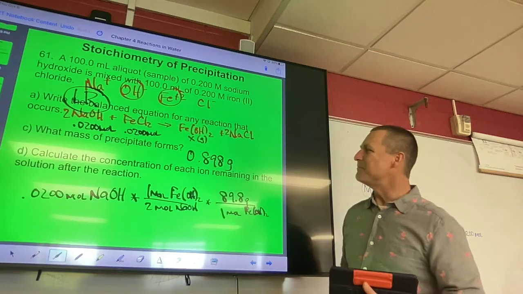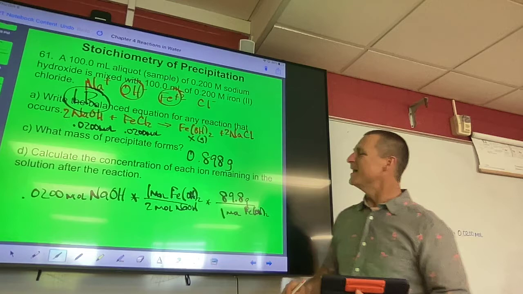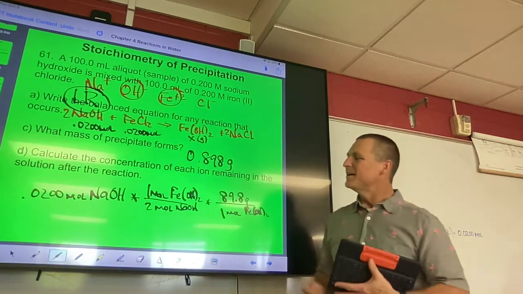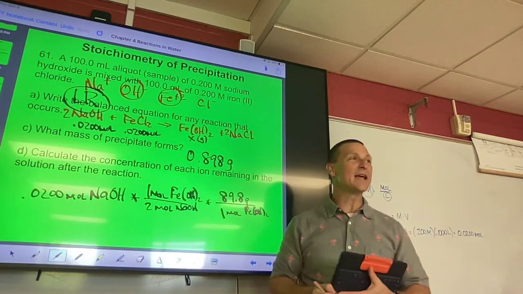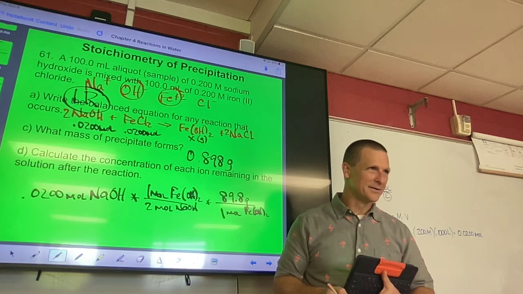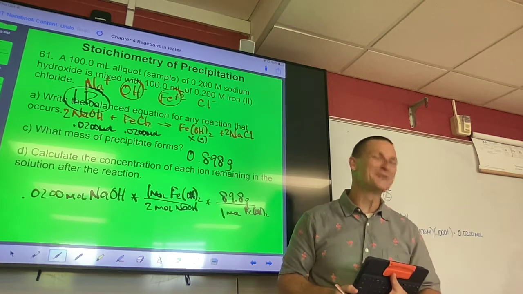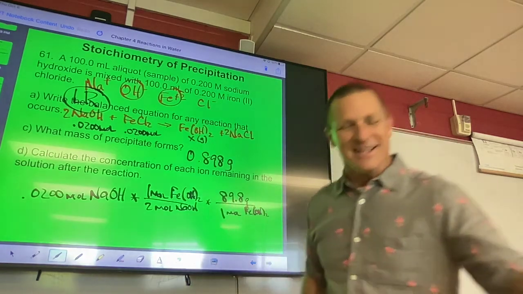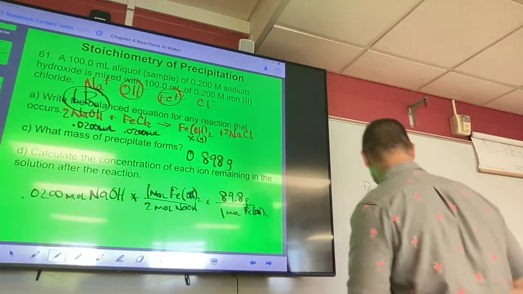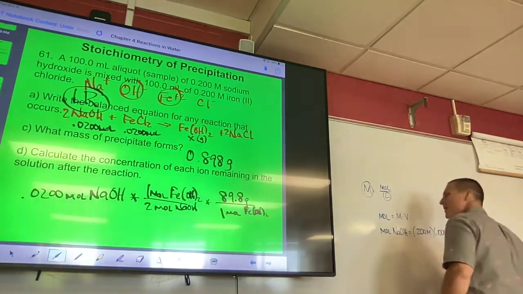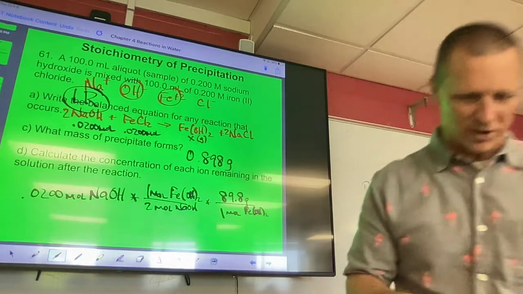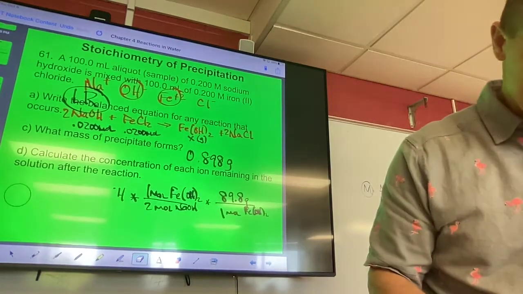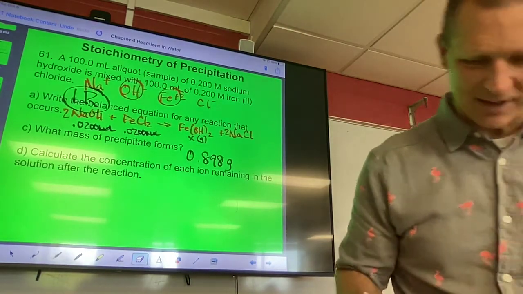So anyway, we have the mass of the precipitate. Now the last one, question D. D stands for dreadful. This one is dreadful. So I'm going to do this one over here on the board. I'll erase this work so we can really see what's going on.